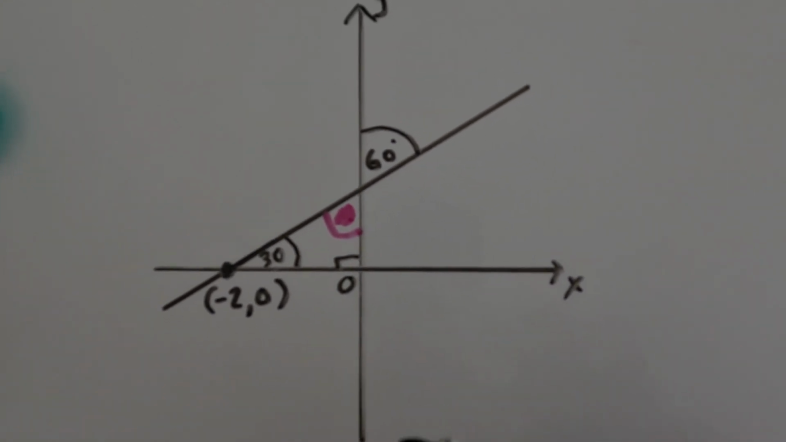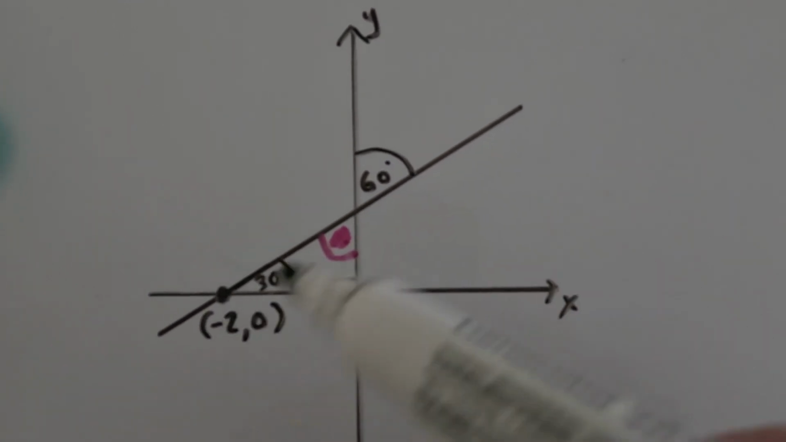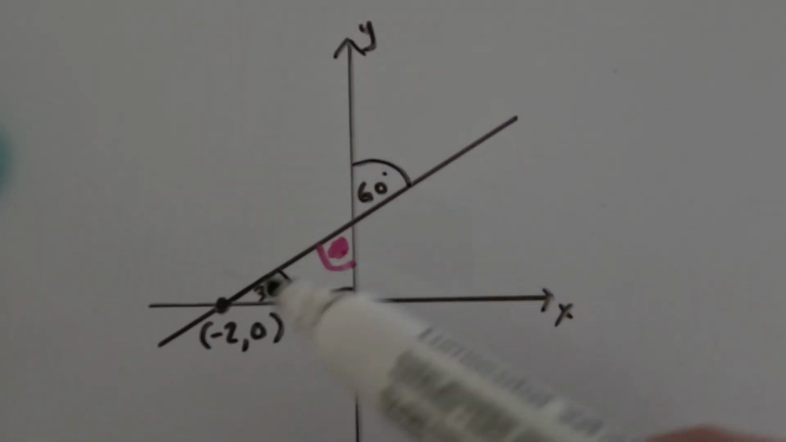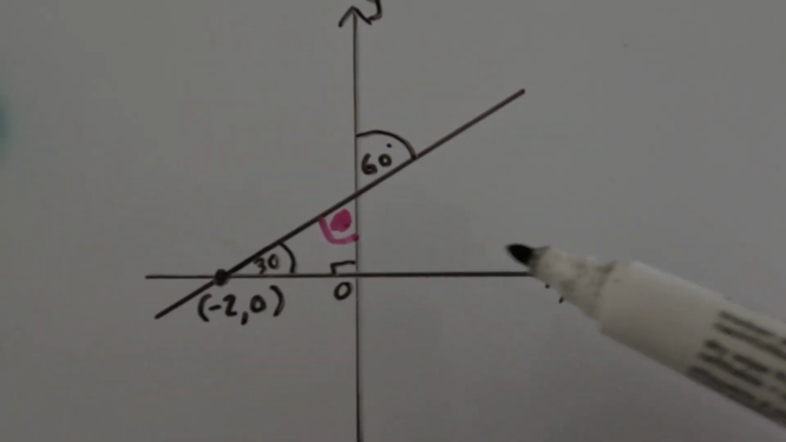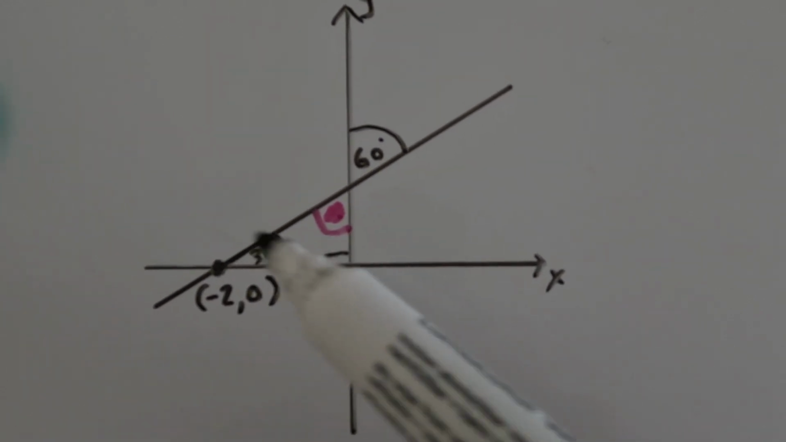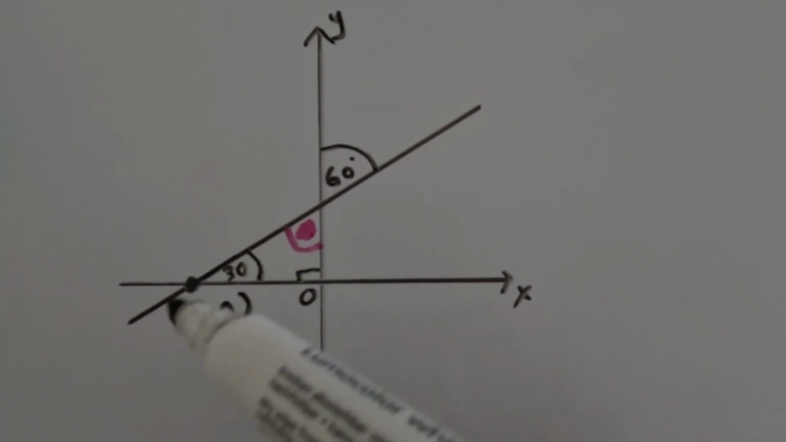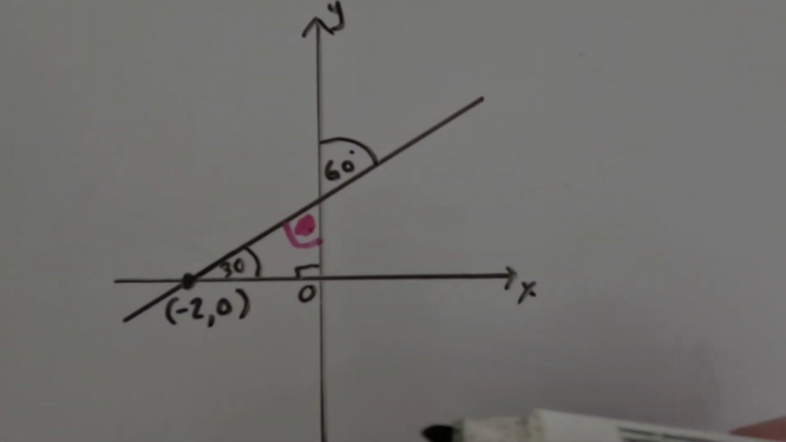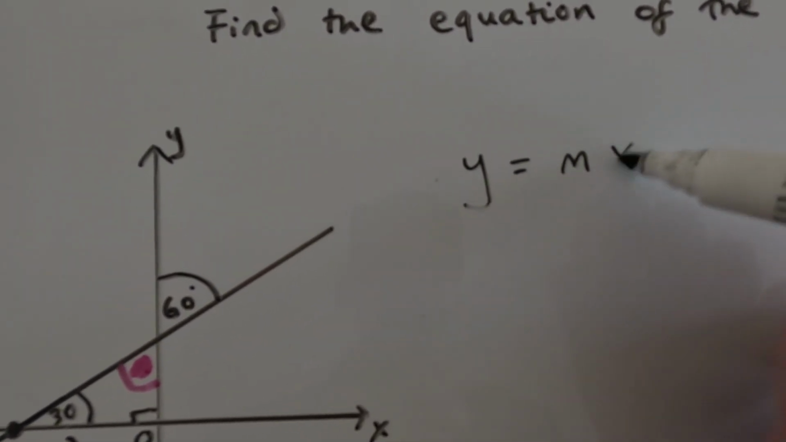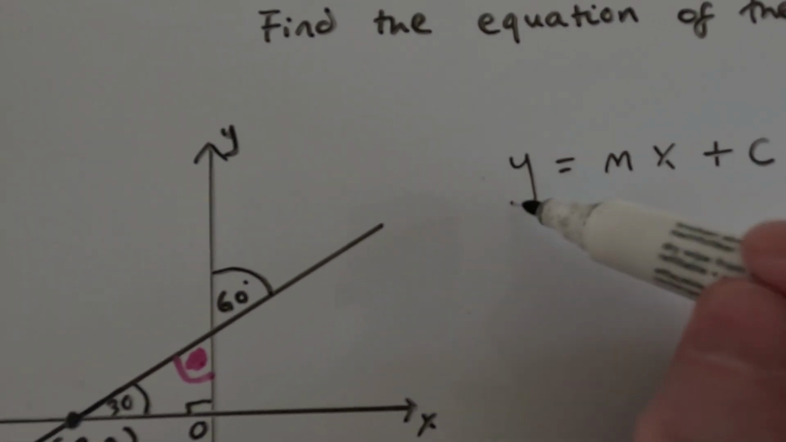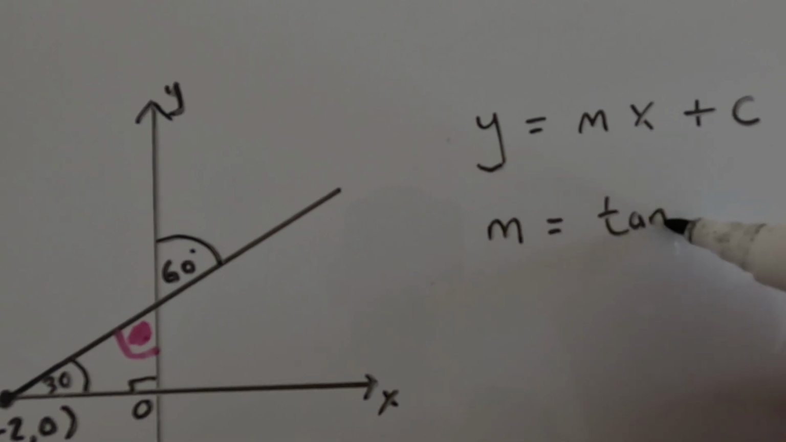And you should all know that another way of finding the gradient of a line is to take the tangent of the angle that it makes with the horizontal. So the angle with the x-axis is 30, so if we take the tangent of 30, or tan 30, then that will be our gradient of this line. So that will be m. So let's start writing things down. So the equation of the line is y equals mx plus c. So m is equal to tan 30.